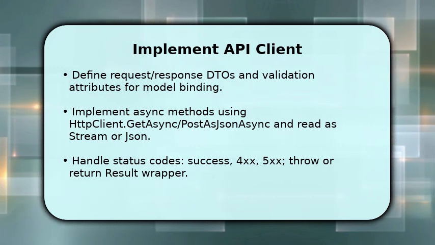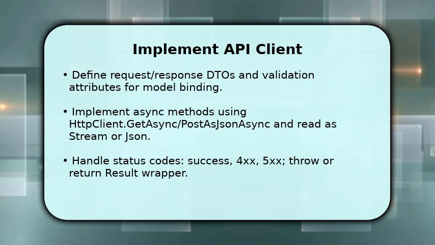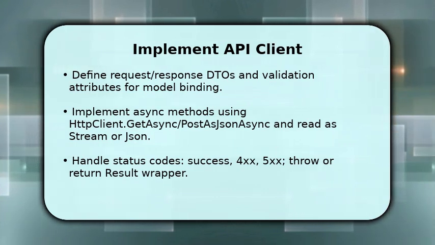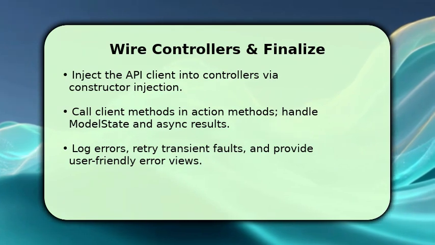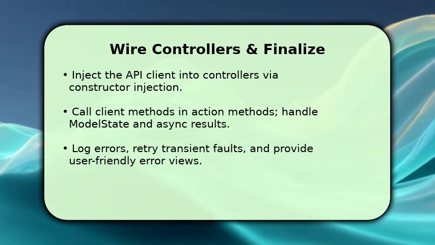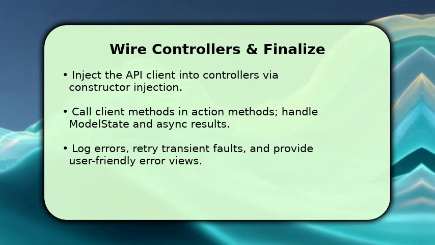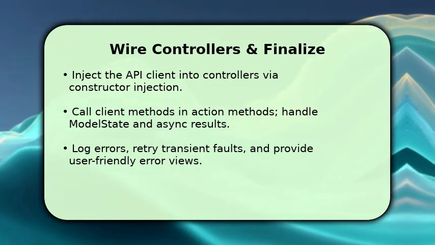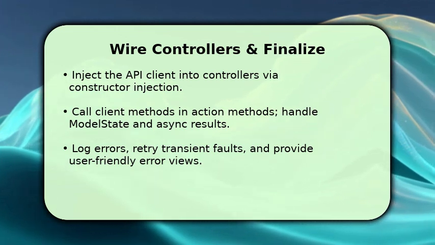This structure separates concerns and lets MVC controllers stay thin. You inject the typed API client into your MVC controllers and call its async methods from actions, awaiting results and mapping DTOs to view models. Once done, validate model state and return appropriate views or JSON responses. Make sure to add logging around calls and implement Polly-based retries for transient failures.